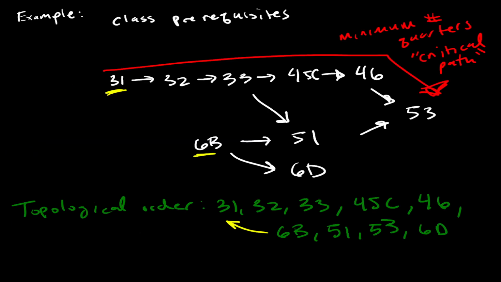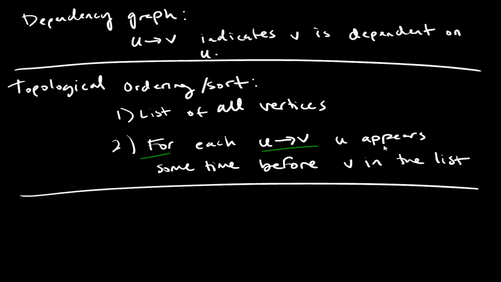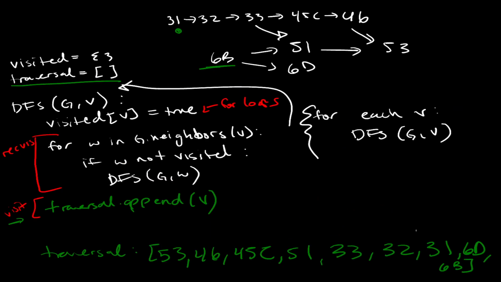Let's look at this invariant again. For each edge U to V, U appears sometime before V. All we're saying is if we're going to emit U, we better have emitted V first. And that's exactly what the post-ordering is doing on the way back. We have to be emitting the V at the very bottom. So 53 is the first thing that gets emitted, and it has to be before 46 and 51. That must be the case because of the post-order traversal. As long as we maintain that invariant, and then we flip it around, we have exactly what we want. I think that's really cool.